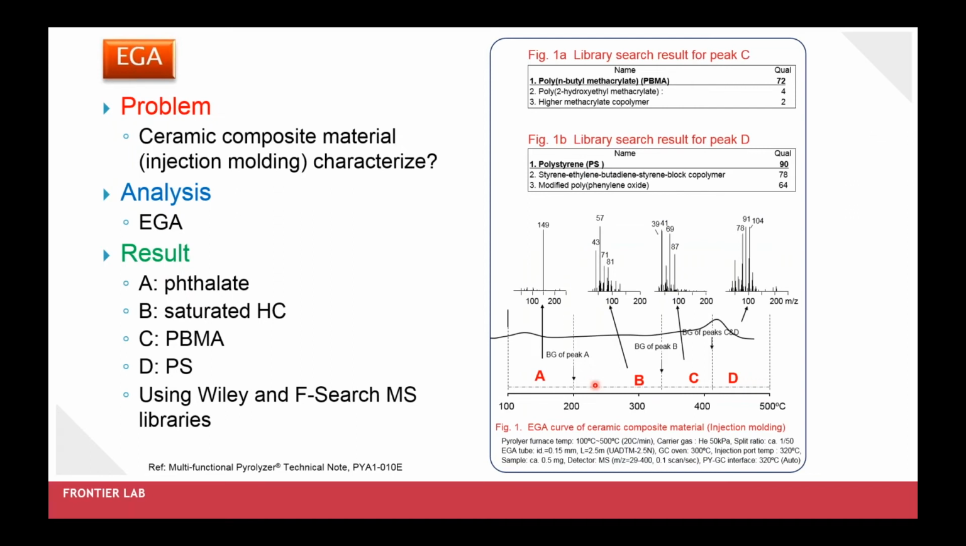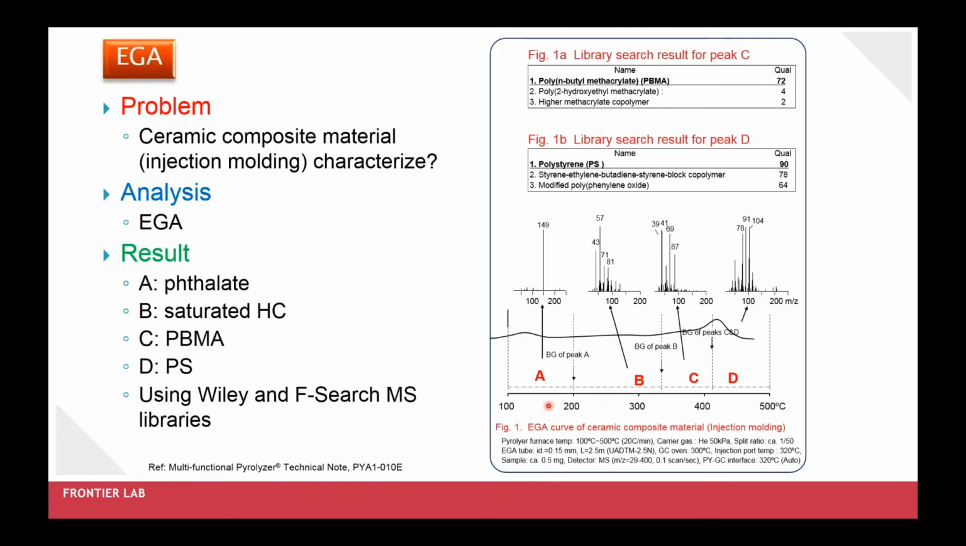The kind of sample here, one of the big differences is that now we're going to have a combination of an inorganic material with an organic, possibly a binder, for example. So a ceramic composite material. Of course, the inorganic material in this case will stay in the cup, and yet we're going to be able to look at the organic content.